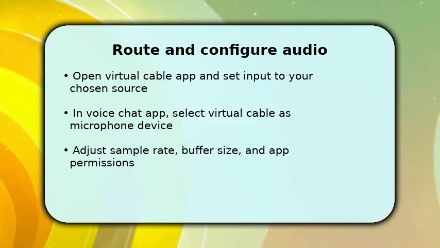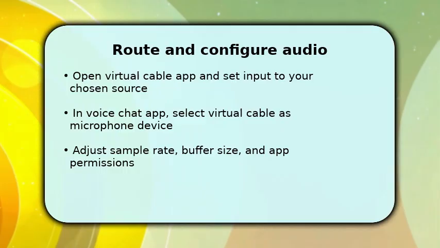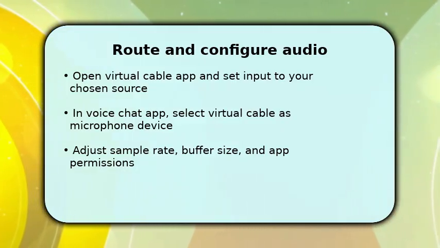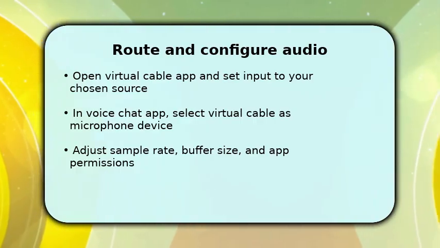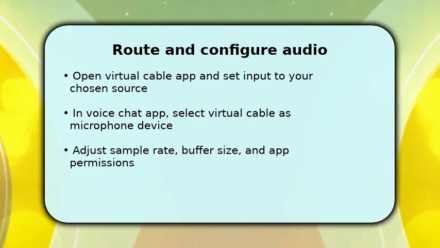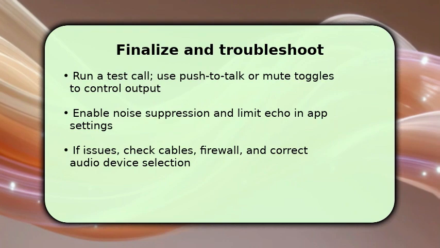Once done, set sample rate to 44.1 or 48 kHz, lower buffer size for less latency, and grant microphone permissions to the chat app. Make small test recordings and tweak volume levels so your voice is clear, but not clipping or too quiet. Finish by running a proper test call with a friend or the app's loopback test.